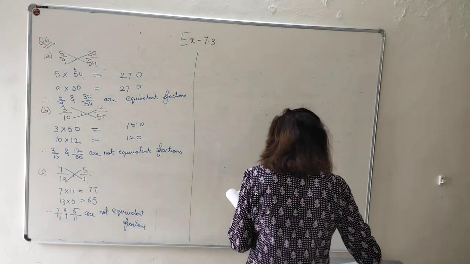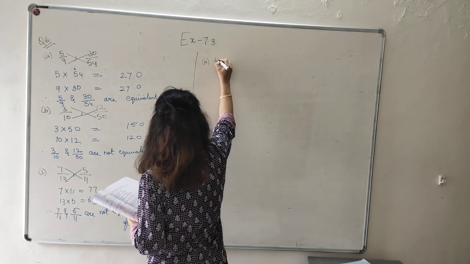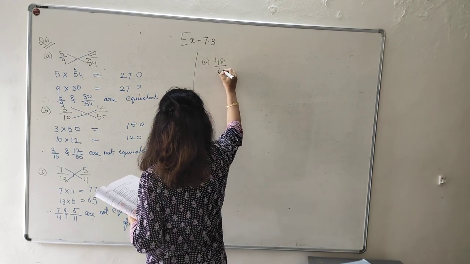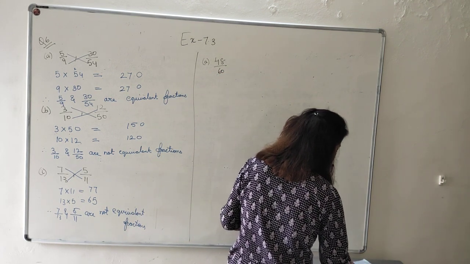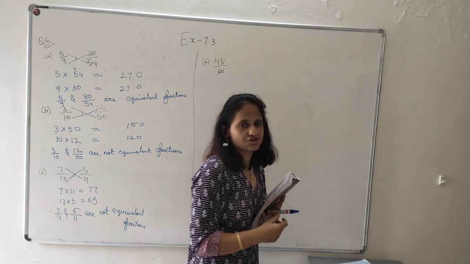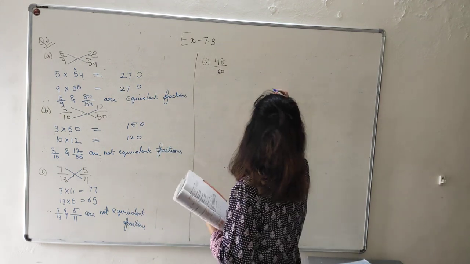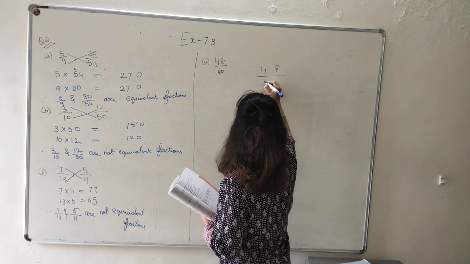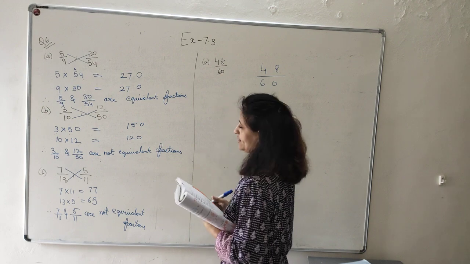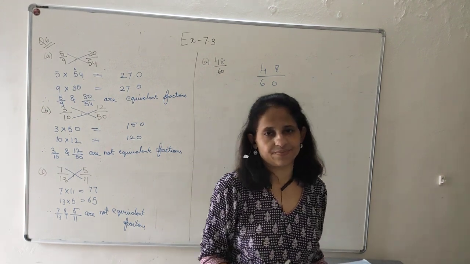First question is A, 48 upon 60. Now children, whenever you are finding an equivalent fraction with the help of division or converting the fraction into lowest term, you will divide it here only. Write the digits keeping some gap in between. You have to keep some gap in between.